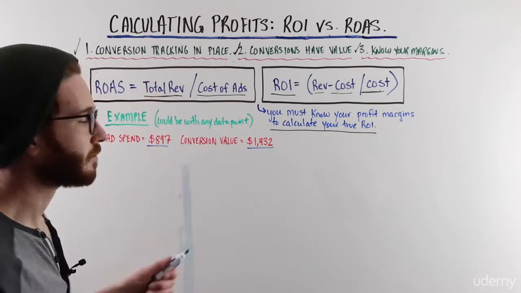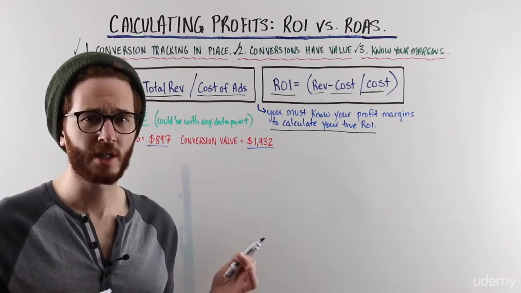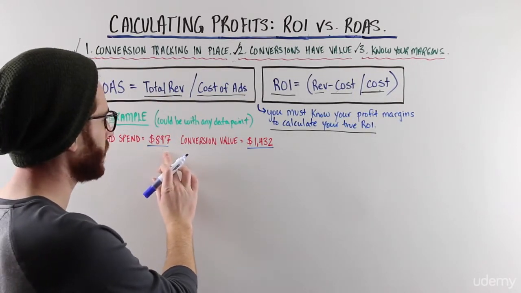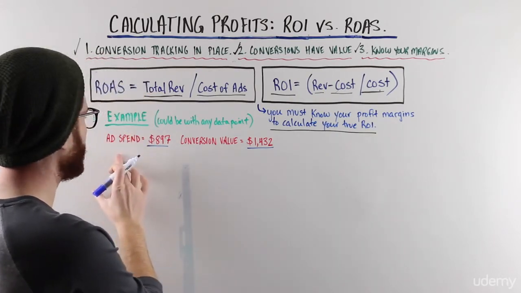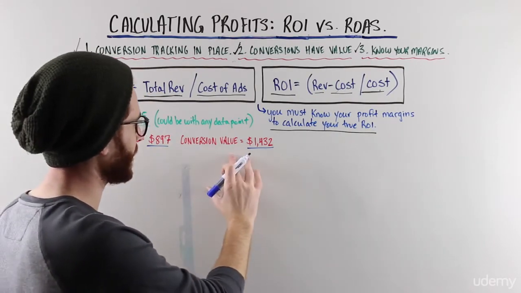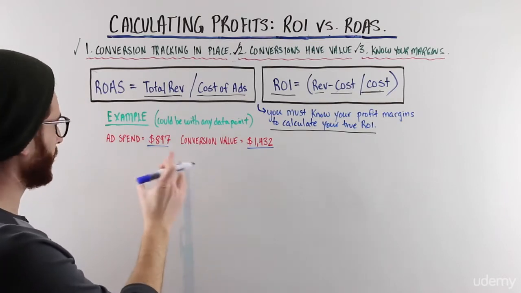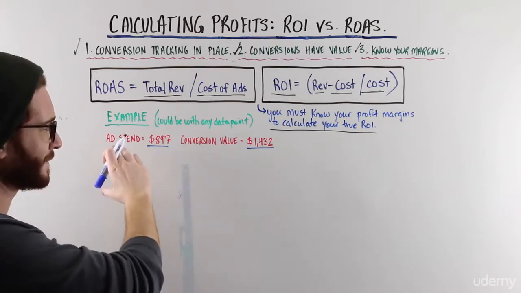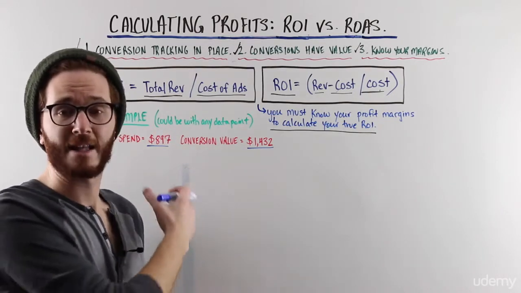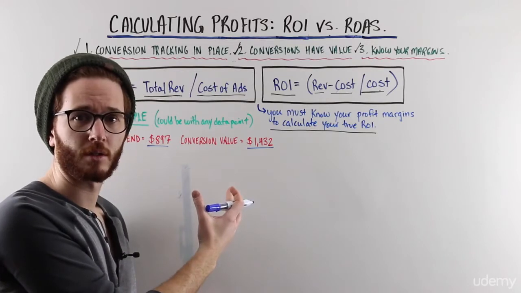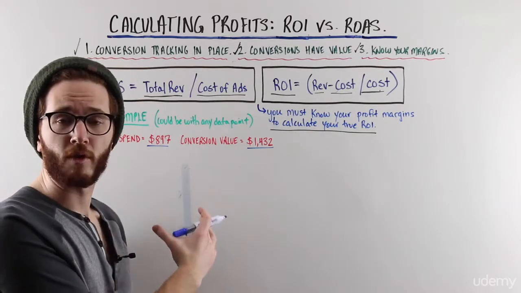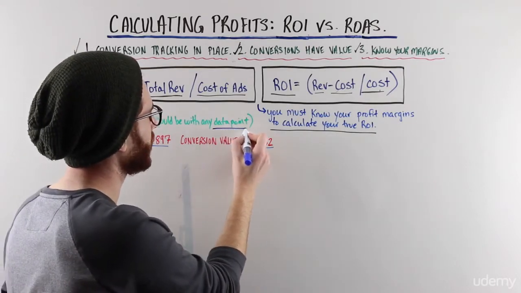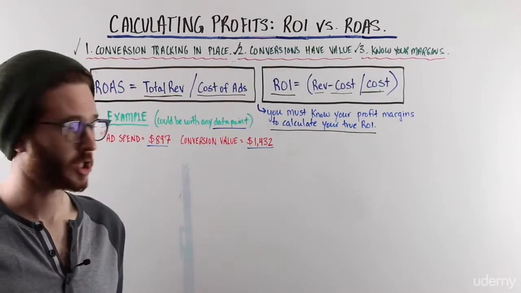Now remember, this could be done with any data point in your account. This could be at the keyword level. We could be looking at ad spend of a single keyword and the conversion value of that single keyword. We could be looking at ad spend of an entire ad group and the conversion value of that entire ad group. We could be looking at ad spend of a campaign and the conversion value of that campaign. And we could be looking at ad spend of the entire account. We could be looking at ad spend of a geographical location. We could be looking at ad spend over the course of a certain hour in the day or a certain day in the week. So any data point could undergo this exact same mathematical calculation.